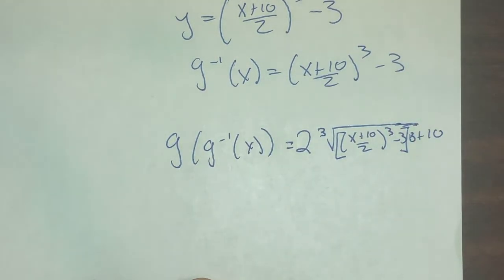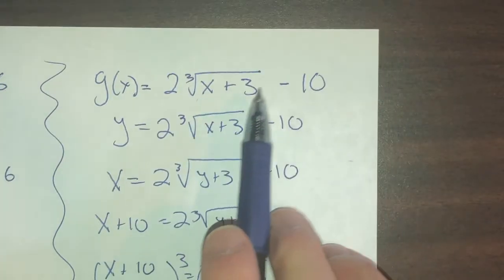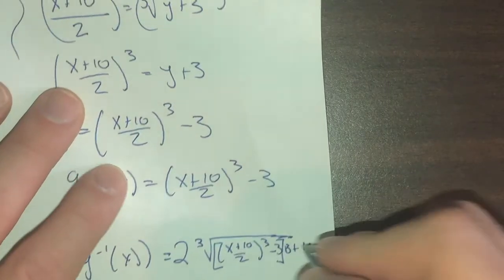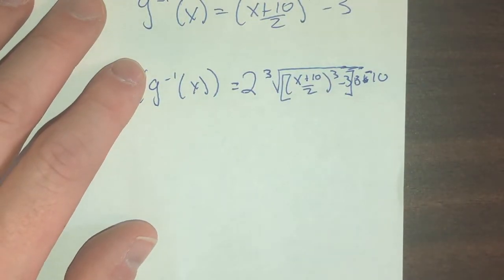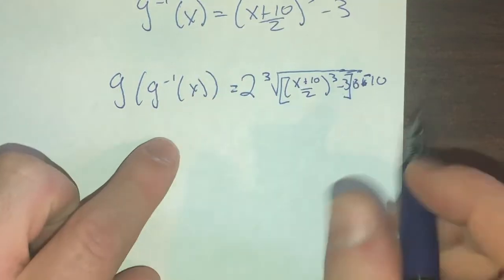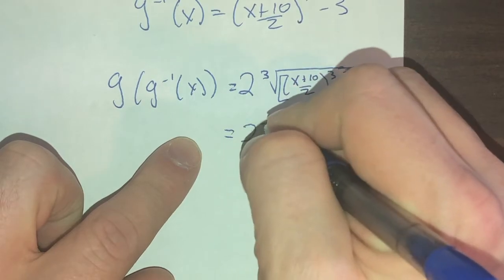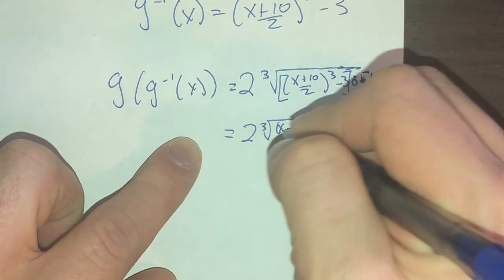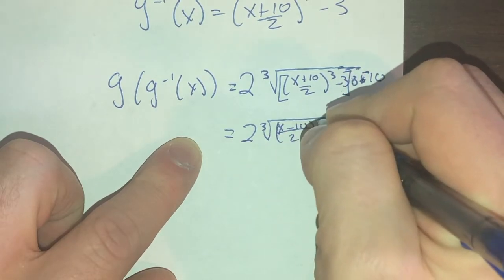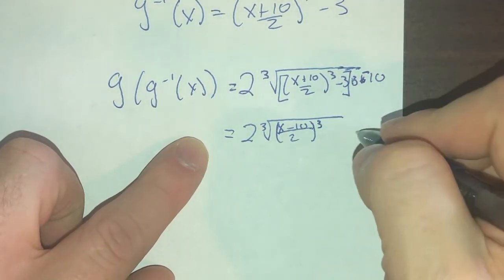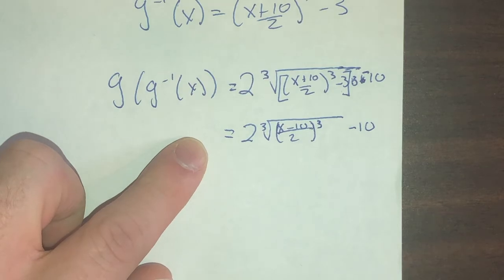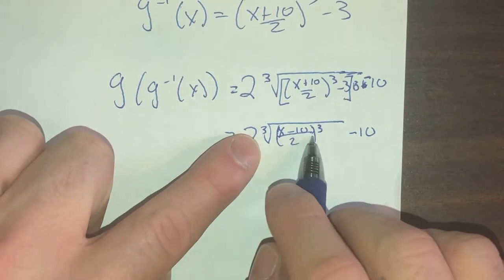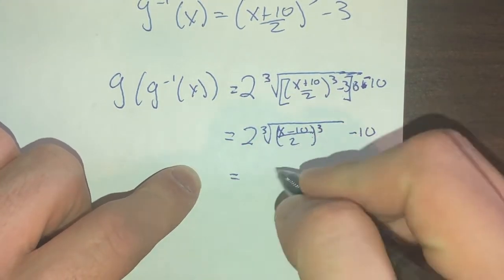And the 10 is outside the house. This is actually a minus 10. Sorry if it's a little bit messy there. So what's going to happen? First, the 3's are going to cancel out. Right? These 3's cancel out. The next step is, well, this is a cube root of a cube. So the roots cancel out.